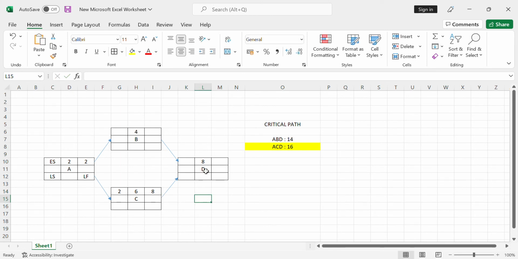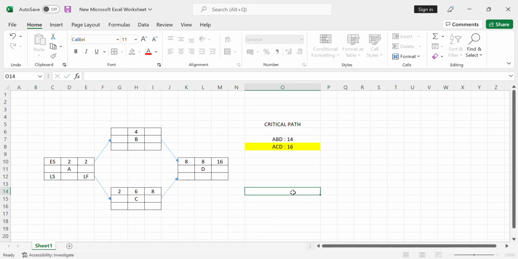Now what will be the early start of D? Directly write the 8 from this activity, so it will be 8. Then 8 plus 8 will give 16. So you can see the early start of D is 8 and early finish is 16. Here you can see the total of this ACD path is 16. Now solve ABD. Directly put the value of the early finish of A here. 2 plus 4 will give 6. Now we have solved this network.